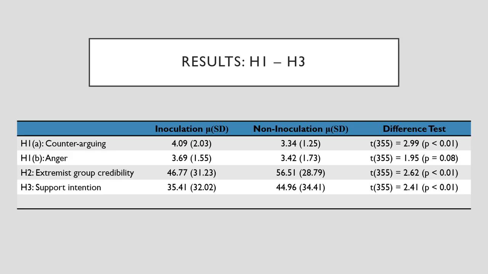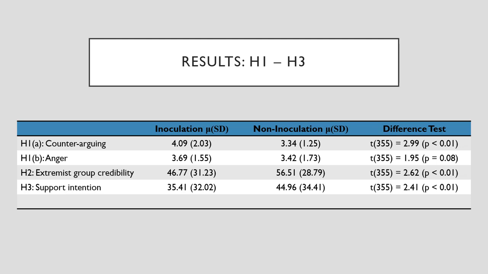So, results for hypothesis 1 through hypothesis 3. Almost across the board, I found support for all hypotheses. Individuals who were inoculated counter-argued against the message to a greater degree than people who weren't inoculated. People who were given an inoculation message felt greater anger in response to the terrorist propaganda than those who weren't inoculated. People who were inoculated thought the terrorist group was less credible than individuals who were not inoculated. And people who were inoculated reported less intention to support the terrorist group than those who were not inoculated.